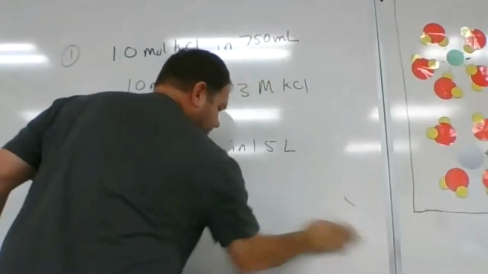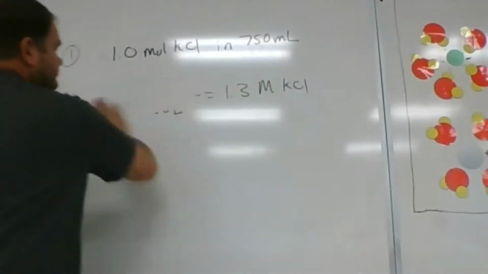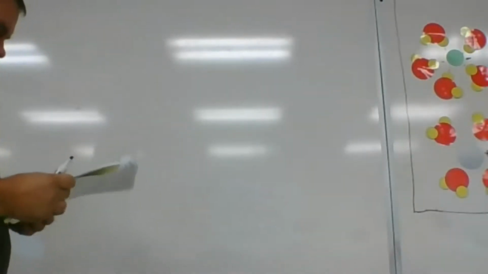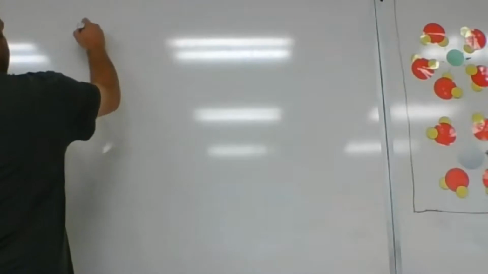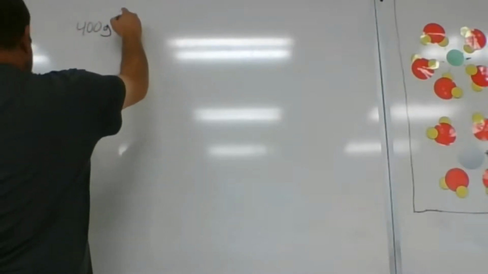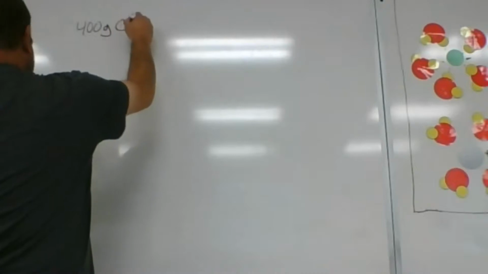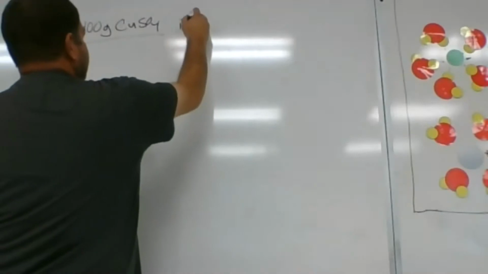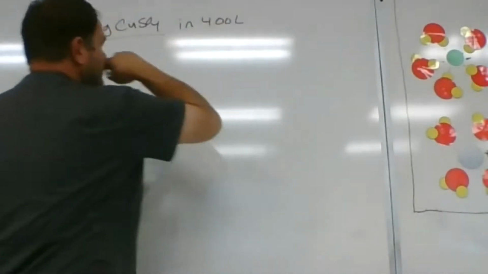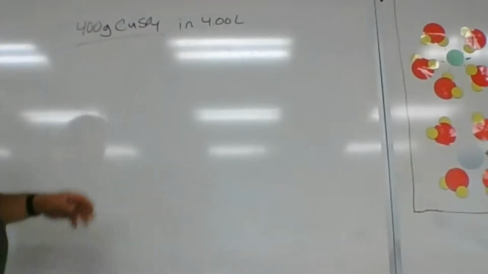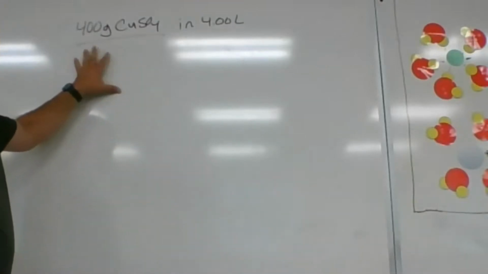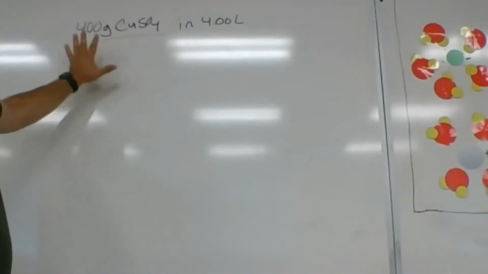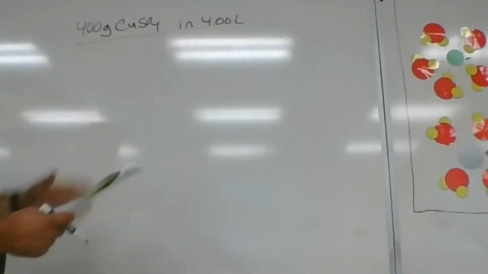I'm going to erase my board here. Okay, 3. I have 400 grams of what? Copper sulfate. And I'm going to place 400 grams in 4.00 liters of solution. Okay, now I cannot find molarity from grams. I need moles. So what I have to do is convert my grams into moles, okay?